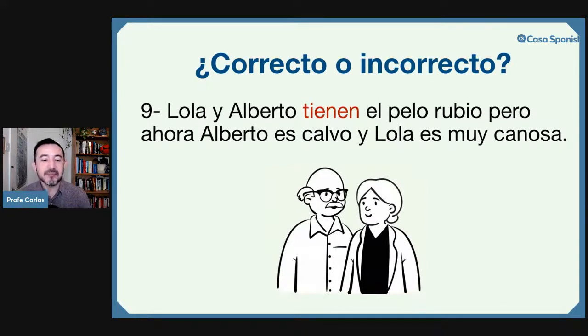9. ¿Correcto o incorrecto? Again. Lola y Alberto tienen el pelo rubio, pero ahora Alberto es calvo y Lola es muy canosa. Keyword, if you didn't know that one, canosa is the adjective for gray-haired. Is this correcto o incorrecto?